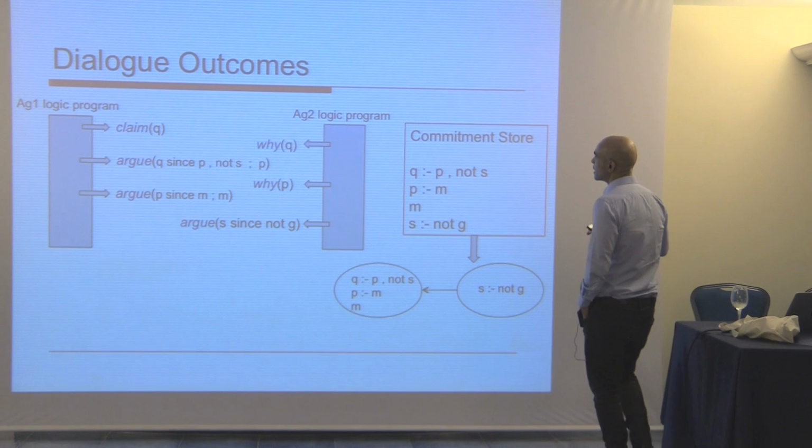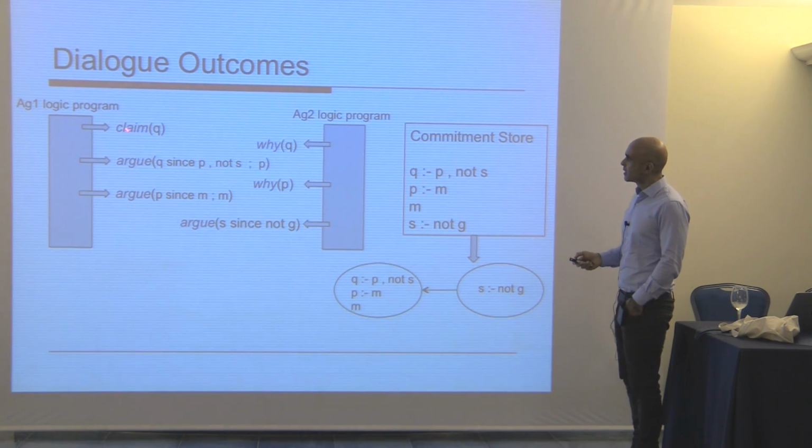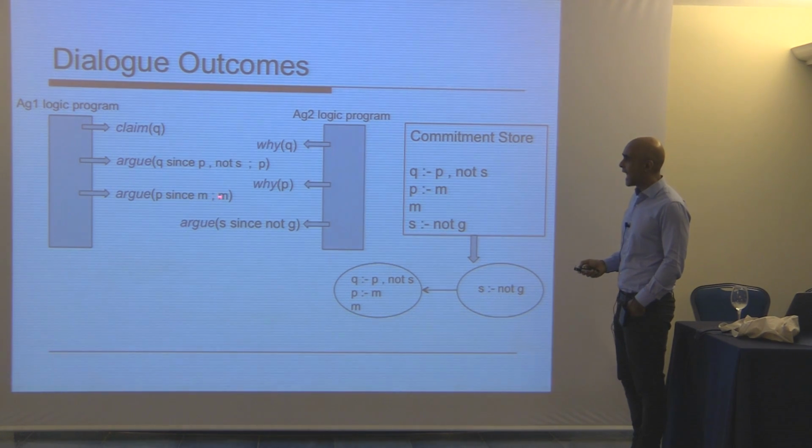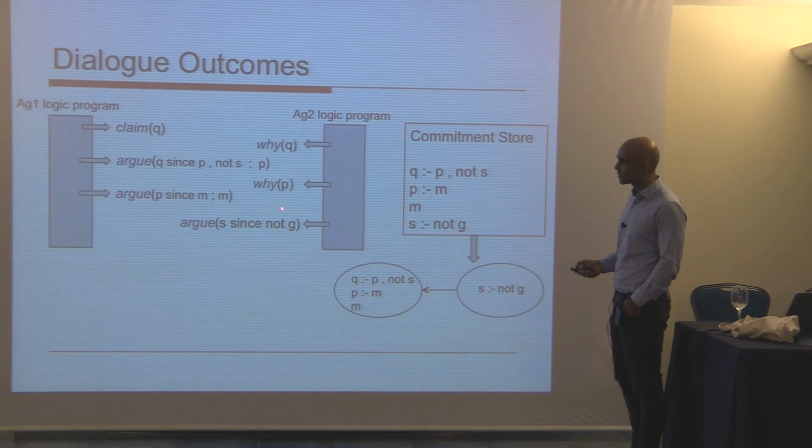As the dialogue proceeds, this rule, Q since P, not S, gets put in the commitment store. And then after asking why P, an argument is given for the premise P. P since M. And then I've got the fact M. So I've got M, and P is true since M is true. Then Agent 2 says, okay, I've got an argument, S since not G. So the rule S since not G gets put into the commitment store.